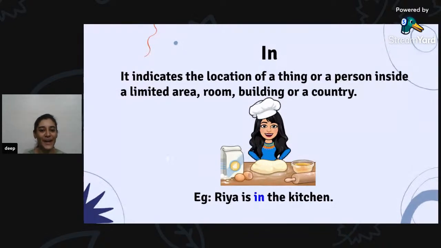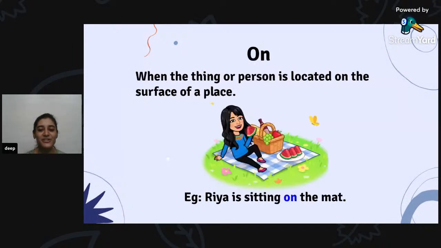Yes, great. Let's look at the next preposition, on. When the thing or a person is located on the surface of a place. So in the picture you can see Ria is sitting on the mat. So can you type on in the chat box?